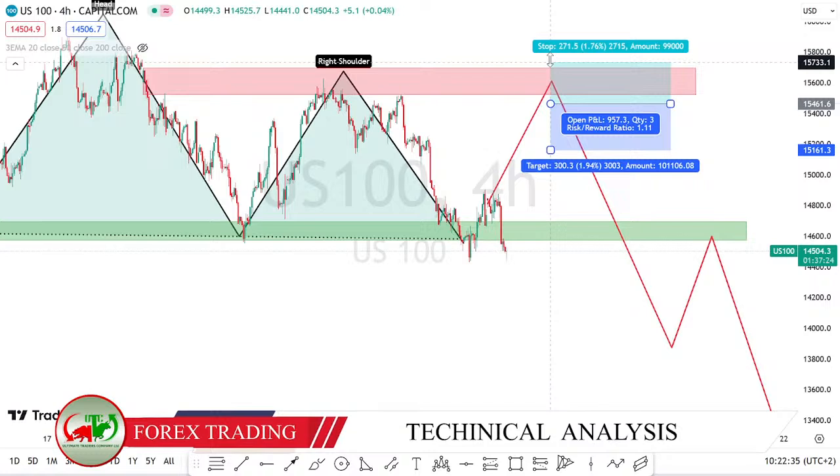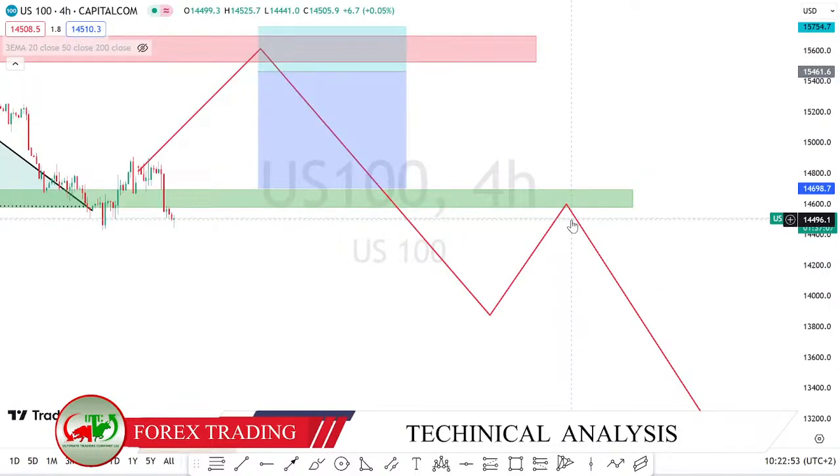Around the 15,700. Okay, if that does not happen and the price breaks below this neckline, we're going to trade the retest, of course. Okay, we are bearish on the Nasdaq, but we are waiting for the market to give us the best entry criteria.